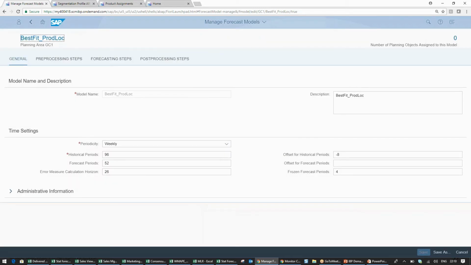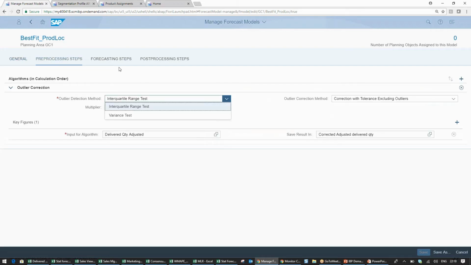So there are some prerequisites or parameters that need to be entered in order to complete your forecast model. First one being your general parameter, wherein you define your name and you give the horizon for your forecasting, for your history period as well as the forecasting period, and you define the offset. Now the next step is your forecasting step.